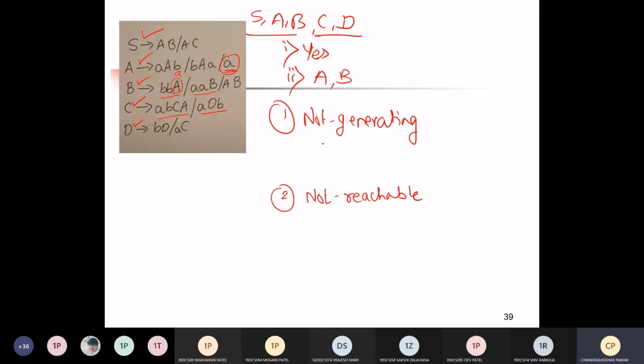So which are not generating here? C and D are not generating. If we consider C, it is itself appearing, so it will be a loop. For A we can substitute, but for C it will be a loop. The next is D. D is not going to produce any terminal symbol over here. For D, either we have to substitute BD or AC. So C is already in the loop, and then D is also in the loop. So C and D are not generating here. A and B are generating.